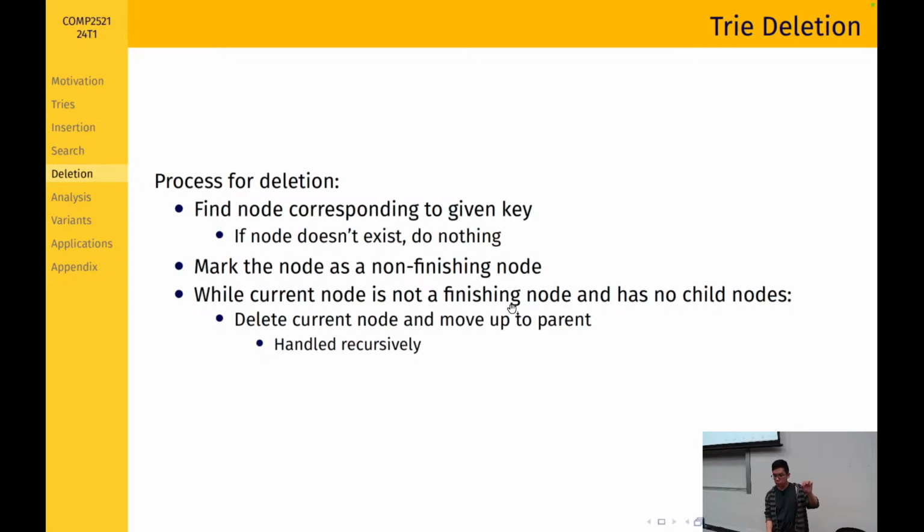And this moving back up the trie and deleting the node if it is a non-finishing node and it doesn't have any children is handled recursively, similar to balance checking in an AVL tree. The balance checking happens on the way back up the tree.